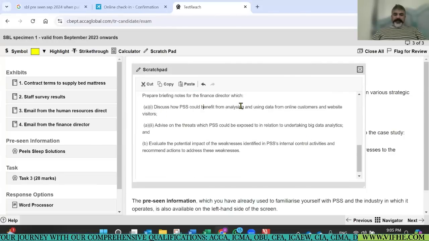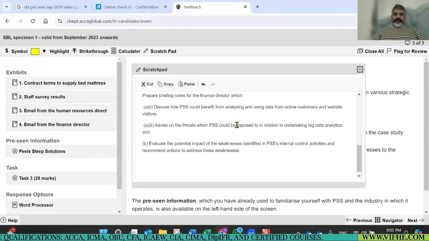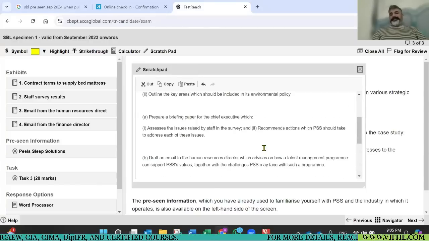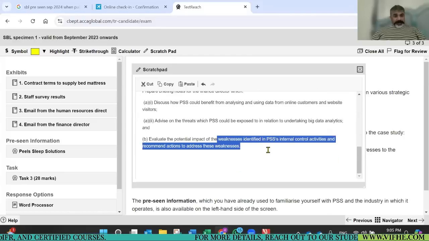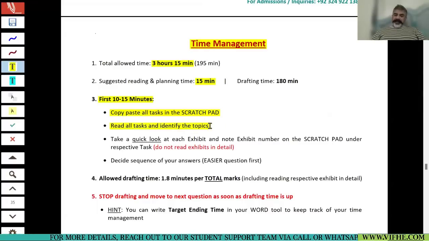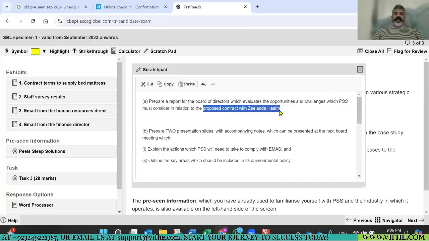3A is benefit from using online customer data and big data analytics. Okay. And weakness and give recommendations. So now I know that these are the total requirements. Is that clear? It will take 2 minutes. Then we will read all the tasks and identify the topics. Then we will take a quick look at each exhibit and note the exhibit number on the scratch pad. Do not read the exhibit in detail. So now I know that task number 1A was to do with the Zealand Health contract. So which exhibit do you think is more relevant to the Zealand Health contract proposal?